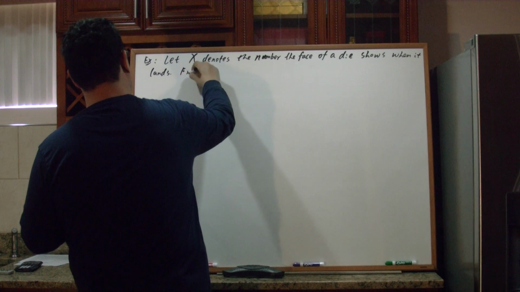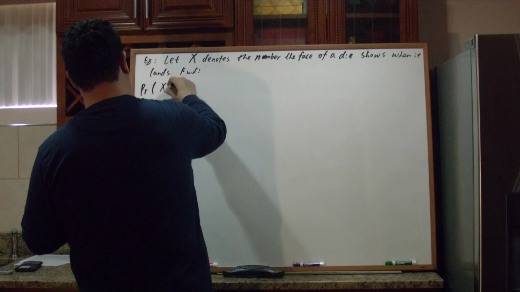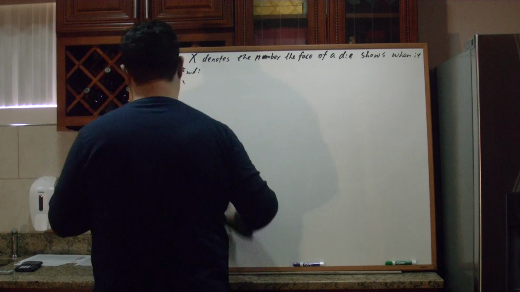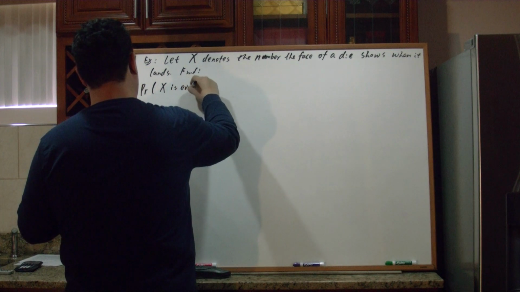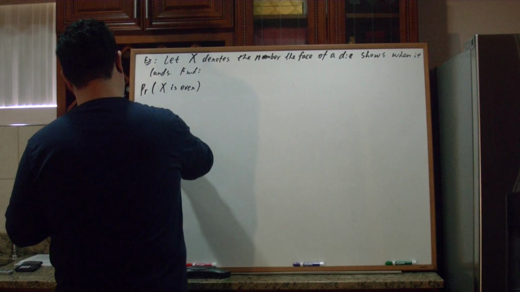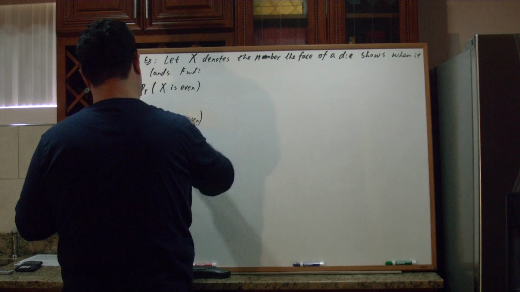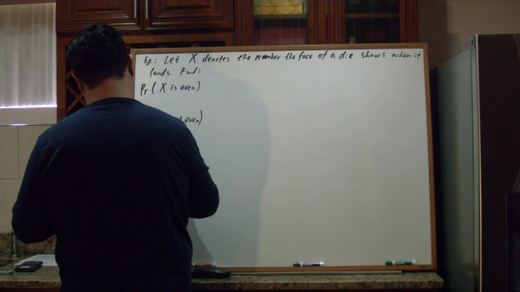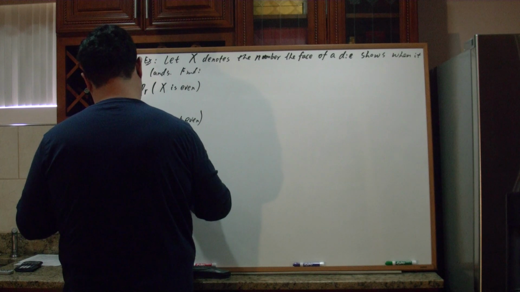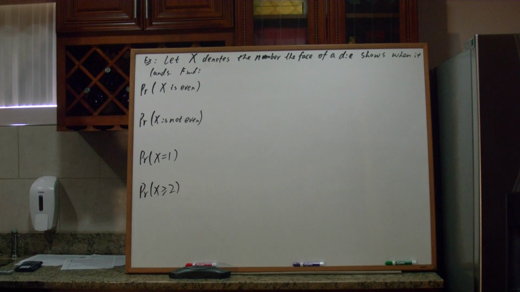Find the probability that X is 1, X is even, the probability that X is not even, the probability of X equals 1, and the probability of X is greater than or equal to 2. Right, to find these four probabilities.